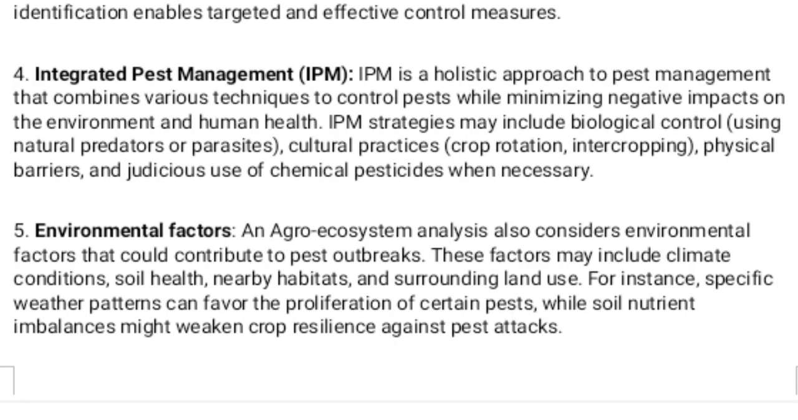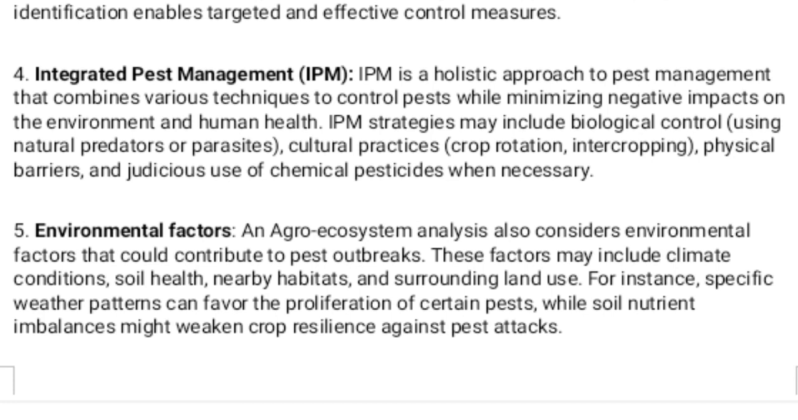Fourth, Integrated Pest Management or IPM. IPM is a holistic approach to pest management that combines various techniques to control pests while minimizing negative impacts on the environment and human health. IPM strategies may include biological control using natural predators or parasites, cultural practices like crop rotation or intercropping, physical barriers, and judicious use of chemical pesticide when necessary.